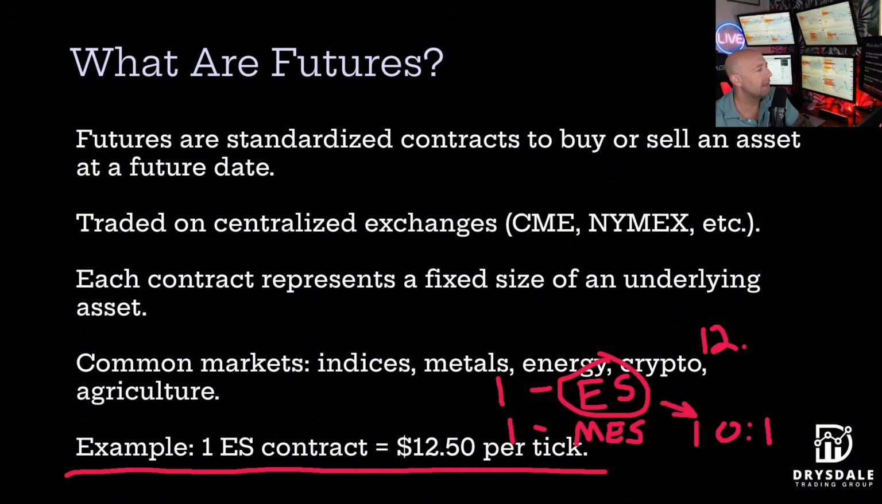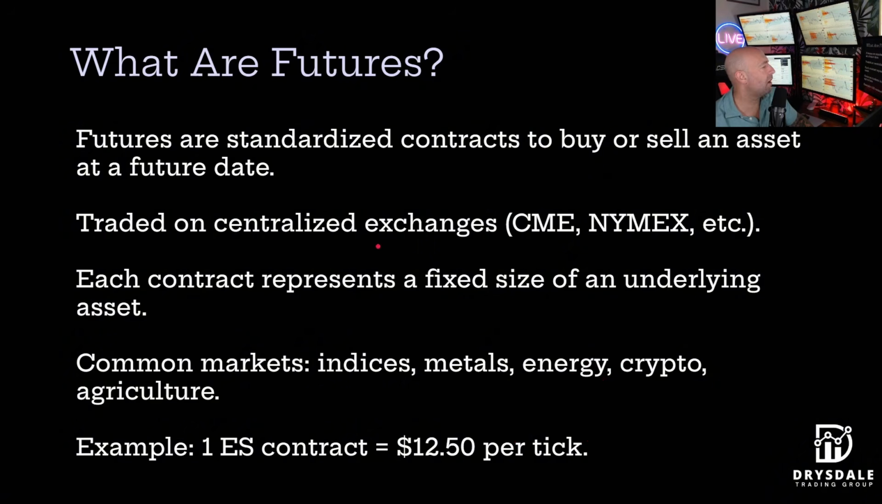So what's 1/10 of $12.50? It's $1.25. So instead of every tick on ES moving $12.50 or a point being $50, on MES, a point is just $5. So you can really manage your risk and trade a lot smaller using micros. Almost all of the products have micro versions.